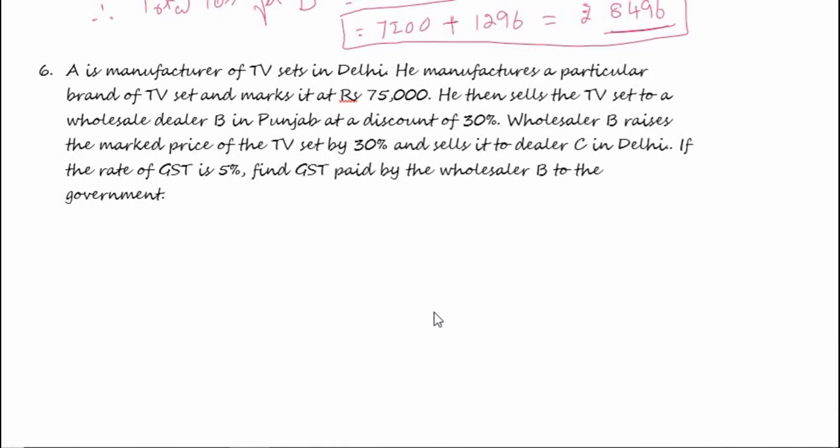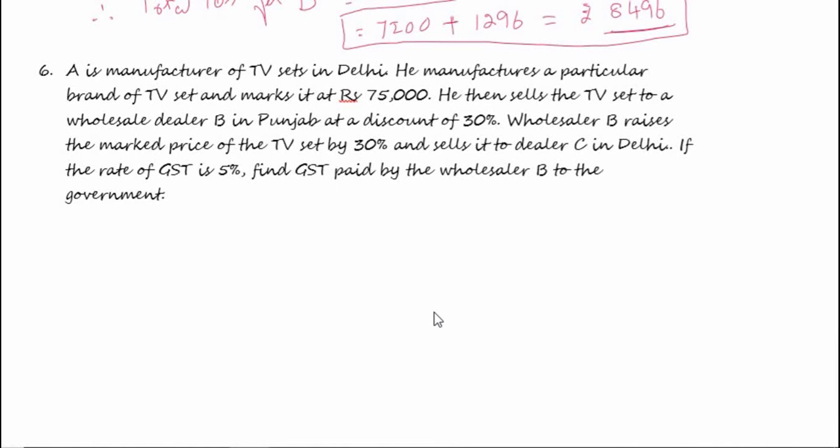A manufacturer of TV sets in Delhi. A is the manufacturer of TV sets in Delhi. He manufactures a particular brand of TV sets and marks it at rupees 75,000. That is the mark price. He then sells the TV set to a wholesale dealer B in Punjab at a discount of 30%. Wholesaler B raises the mark price of the TV set by 30% and sells it to the dealer C in Delhi. If the rate of GST is 5%, find the GST paid by the wholesaler B to the government.